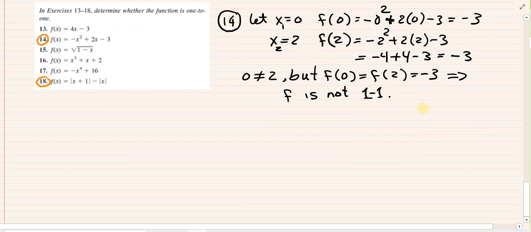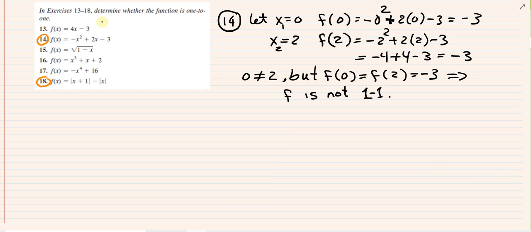Okay. An example of the ones that would be 1-to-1 is this one. You can see that it's impossible for two different x's to give you the same y value. And you can actually also show these algebraically, by the way.